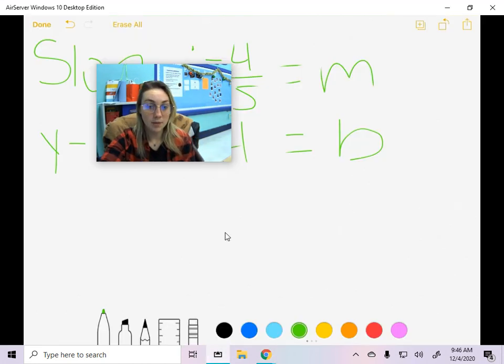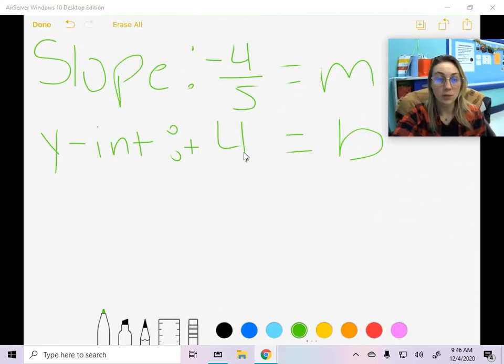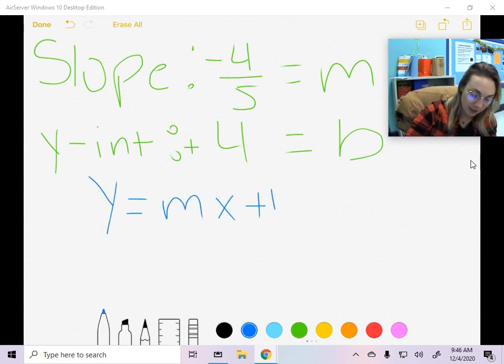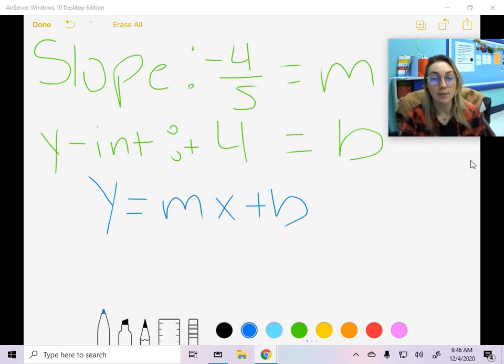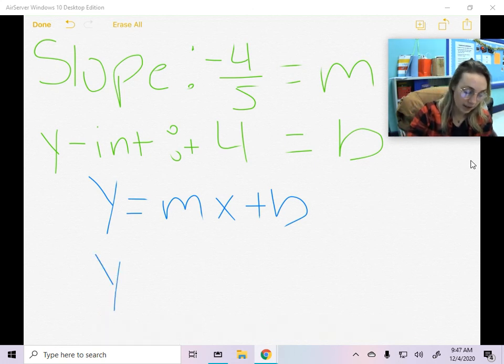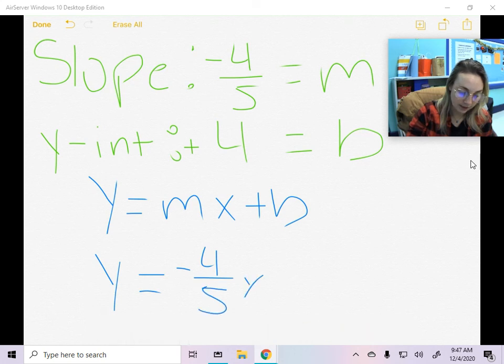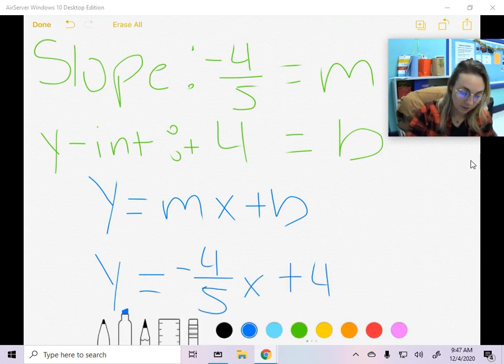So now that we have both of those pieces of information, we have the slope and the y-intercept, we have to put it into this equation, y equals mx plus b, where m is our slope and b is our y-intercept. And since we have both of those, we can just go ahead and put them in. So it ends up being y equals negative 4/5 x plus 4. And guys, that is going to be your answer.